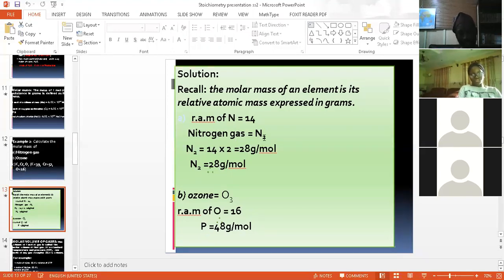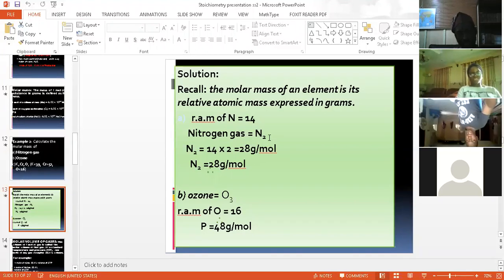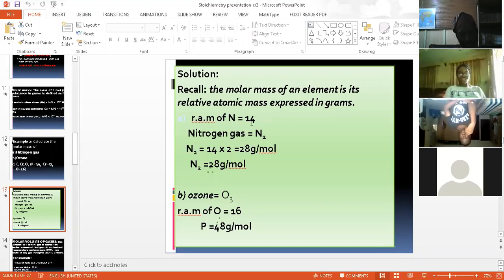Now that you have the formula of nitrogen gas, N2, how do you get the molar mass? The molar mass is simply the mass of 1 mole of nitrogen gas. And how do we get the mass of 1 mole? The atomic mass of a single nitrogen is 14, and you have 2 nitrogen atoms there, so that will be 14 times 2. The relative molecular mass of nitrogen is 28, expressed in grams per mole of the substance. That means the molar mass of nitrogen gas is 28 grams per mole.